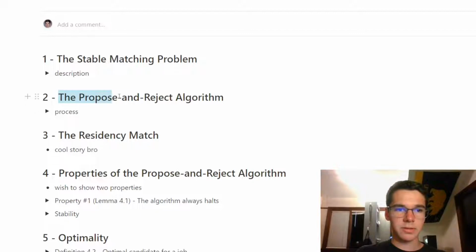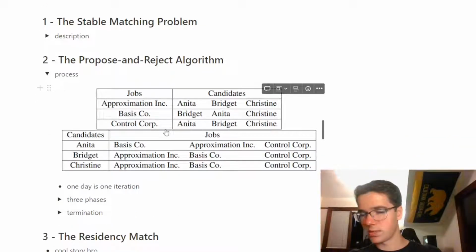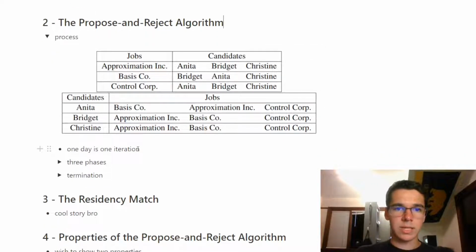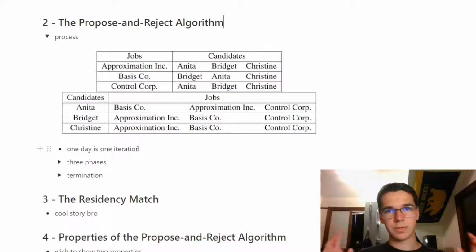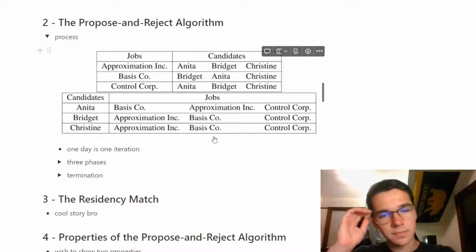So the algorithm we use to perform this is called the propose and reject algorithm. And we're going to use this example, which I've illustrated in Paint. And just to give a high-level overview of what it is, each iteration we're going to call one day, and each day is going to have 3 phases: a morning, afternoon, and the evening phase.